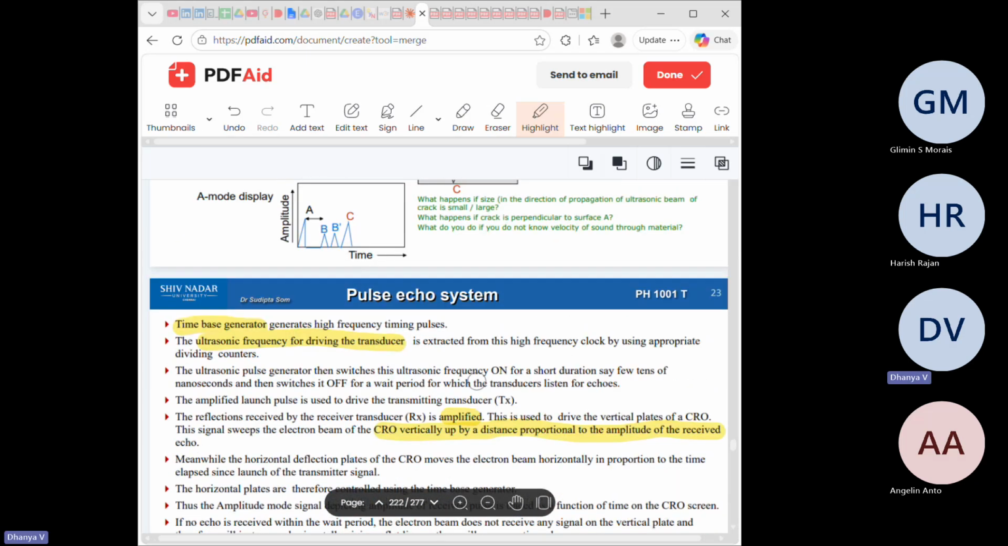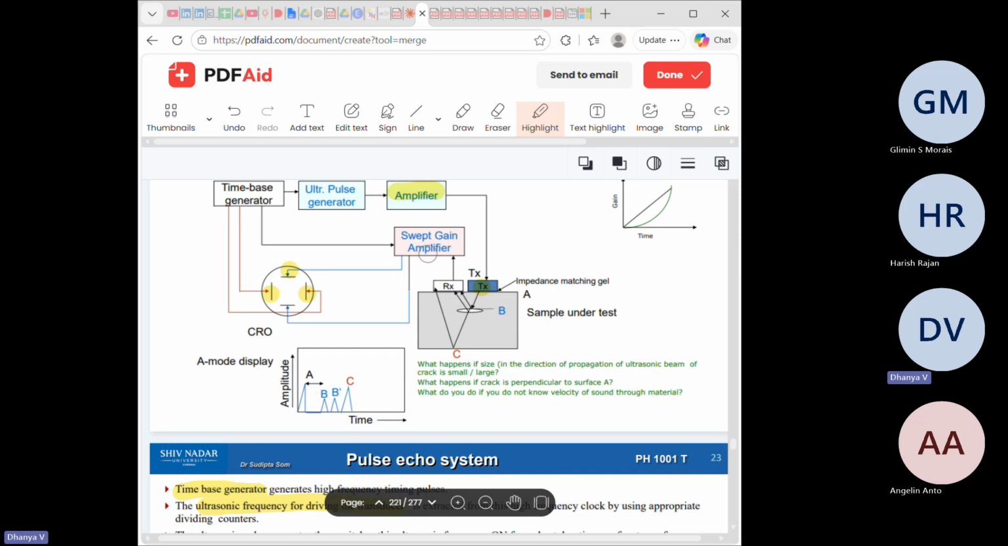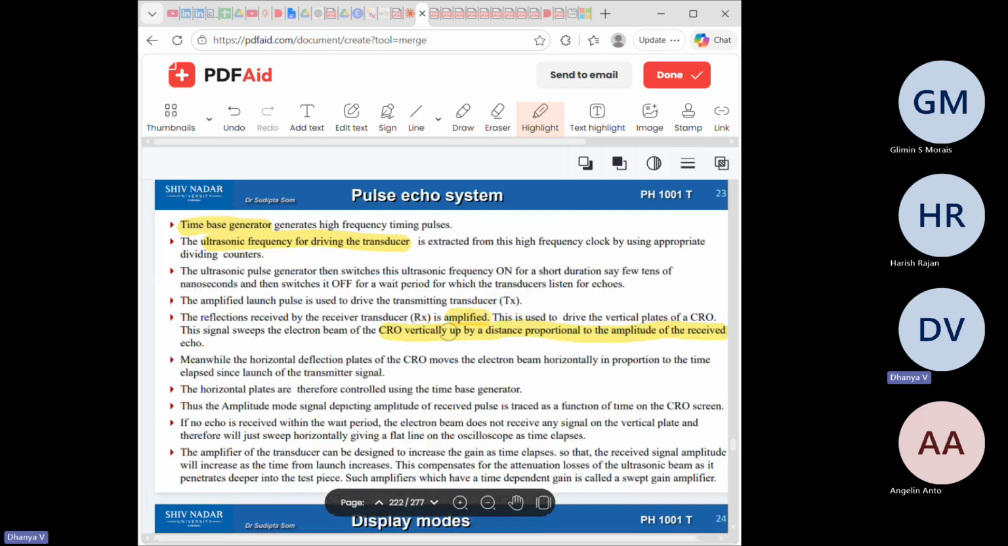Then it goes to the vertical plates of your CRO. Vertical as in here, it's not the horizontal, don't get confused with this. Your top and bottom ones actually move up and down, proportional to the amplitude of the echo. The echo that you're getting has some amplitude, no? So after it gets amplified, these plates move up and down. So the CRO moves vertically by a distance proportional to the amplitude of the received echo.